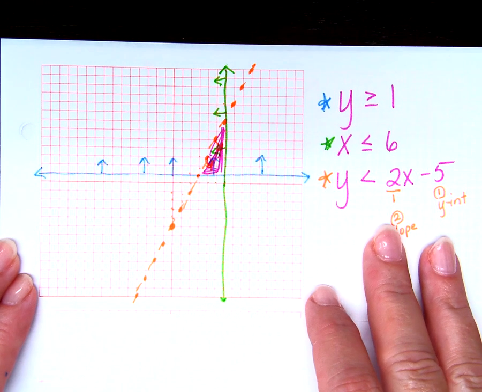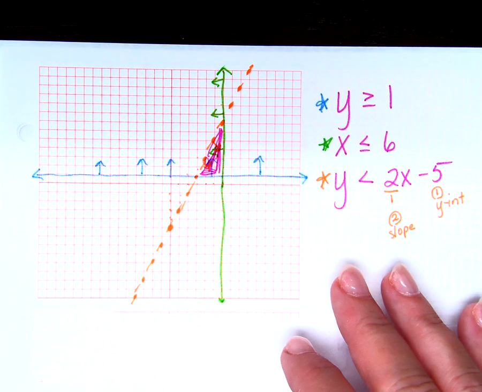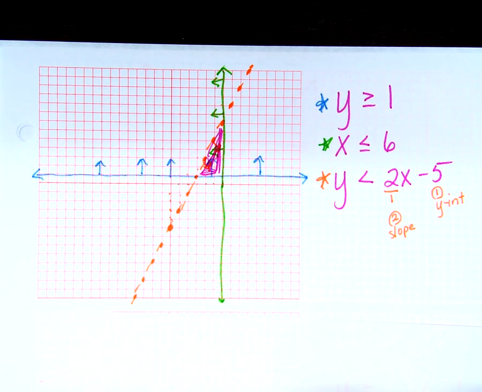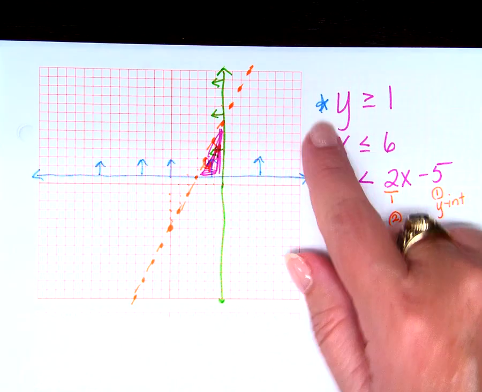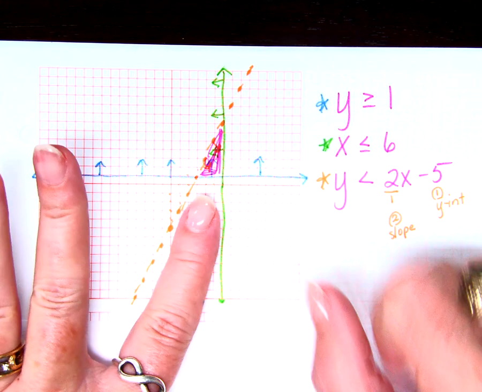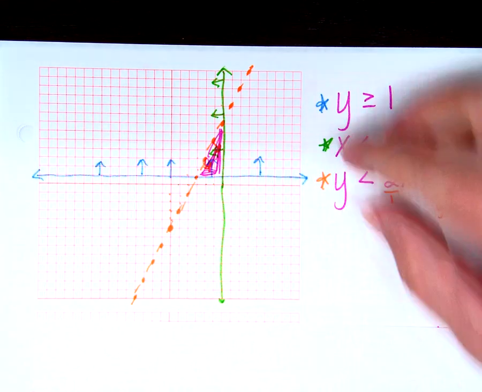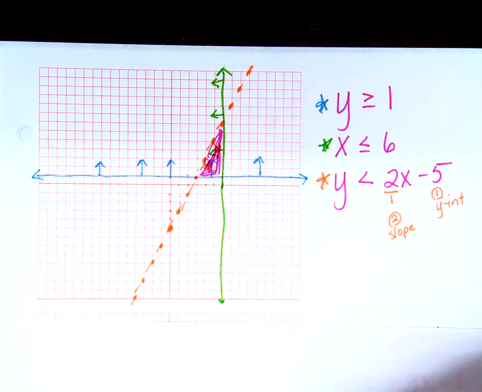Now, let's talk a little bit about solutions to this system. First of all, where is the solution to this system? The triangle, right? Will it always be the triangle? No. Sometimes they'll trick you, and they'll make this part the solution, or they'll make this part the solution. Don't be tricked. Shade where you know you're supposed to shade, okay?